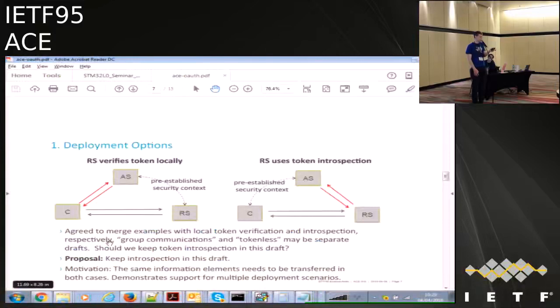One of the questions was, should we keep the token introspection in this draft, or should we separate it into a different draft? I'm going to make a proposal here. This is my personal proposal, and the other authors and other people may comment on this. My proposal is that I go through the different proposals. It's 7 slides, and then we have an open discussion. Otherwise, we might not reach the end of this presentation. So I'll try to quickly go through the different questions and the different proposed answers.